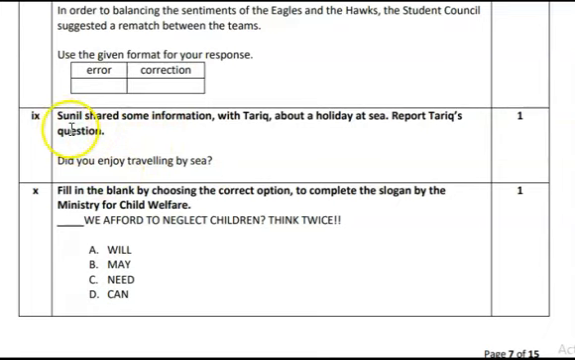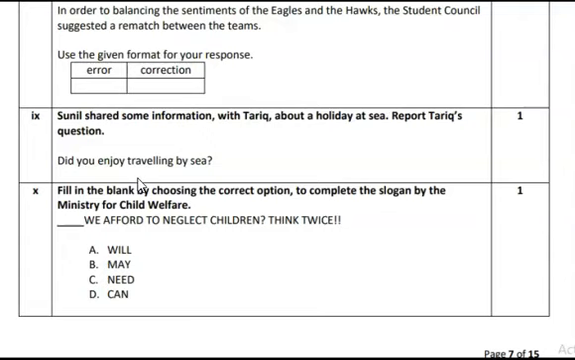So here, information is, Sunil shared some information with Tariq about a holiday at sea. Report Tariq's question. And this question is in the simple past, beginning with did. So what will be the answer? The answer will be, Tariq asked Sunil. That will be the first part. Tariq asked Sunil, and this part is called the reporting verb.